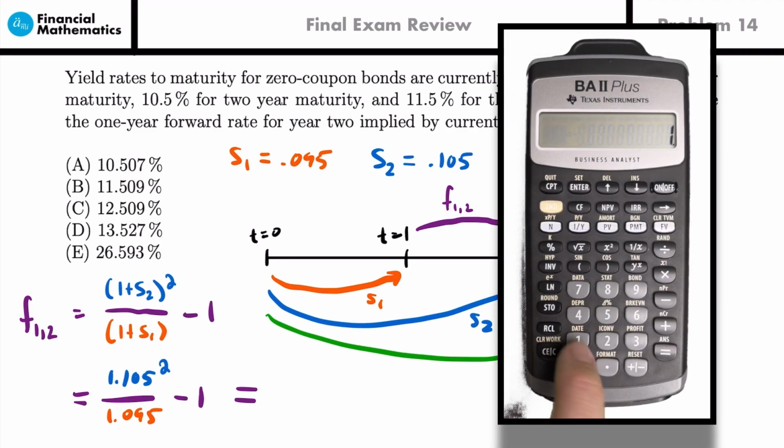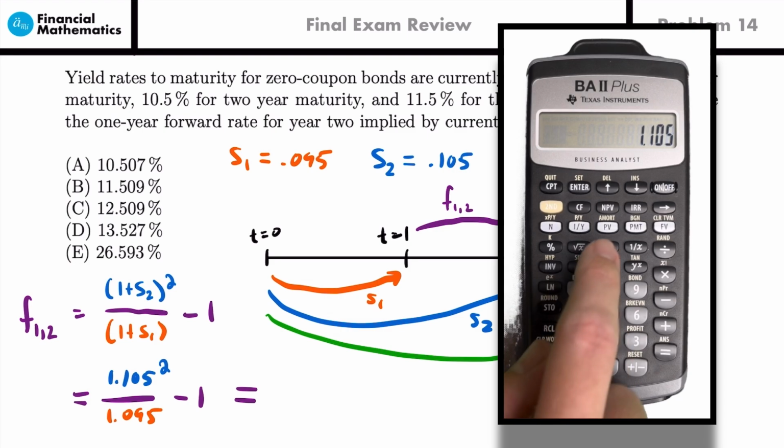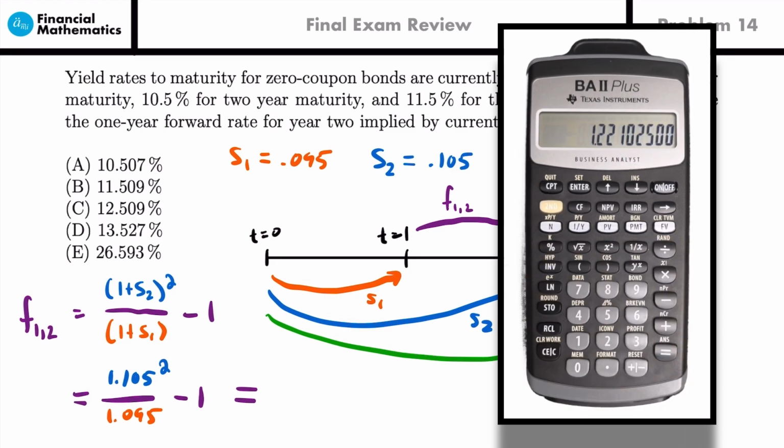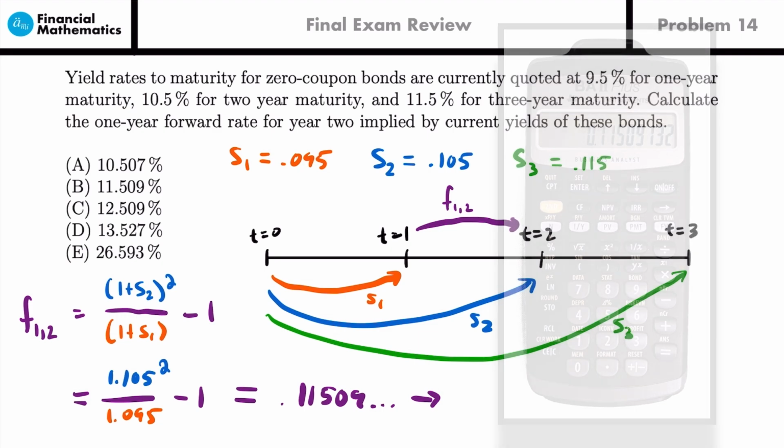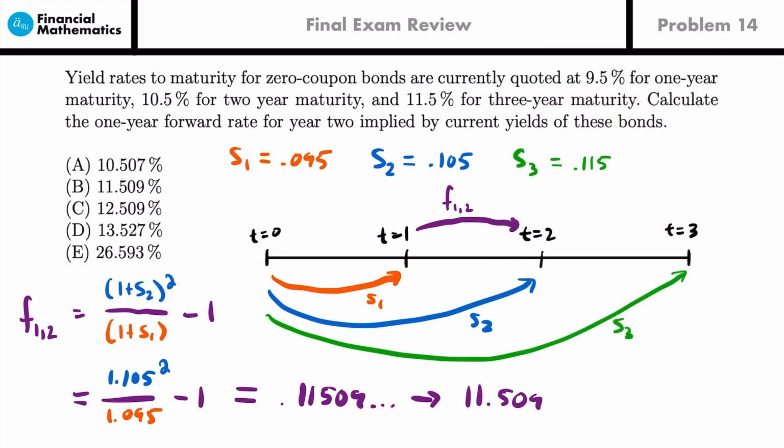We want to take 1.105 and square it, so press the squared button, divide it by 1.095, hit equals, and then subtract 1, and there's our forward rate, specifically a 1-year forward rate for year 2. It is 0.11509 and some more decimals, which turns out to be 11.509%. And that matches up exactly with answer choice B. So that would be the correct answer to this problem.